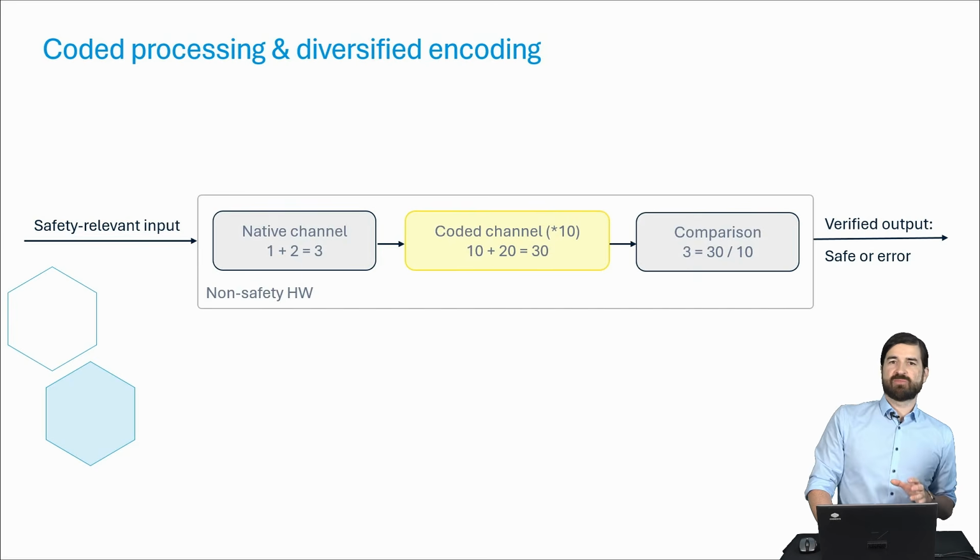In practice, the encoding is far more sophisticated than a simple multiplication factor. It uses mathematically proven transformations that can detect a wide range of hardware faults affecting the CPU, memory, and data path. The important point is that all of this runs on standard non-safety hardware. The safety integrity comes from the software architecture, not from redundant or special purpose hardware.